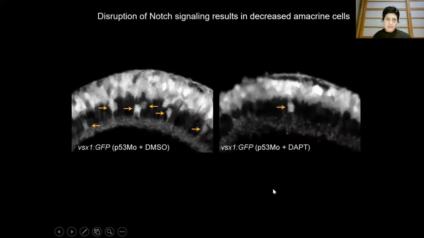So we did the obvious things. Gain and loss of function experiments. For the loss of function, we could not do it genetically, or we were unsuccessful doing it genetically. So we used a pharmacological approach using DAPT, which is a gamma secretase inhibitor, to see what the phenotype would be. And as expected, we saw fewer amacrine cells in the VSX1 line compared to the wild type.